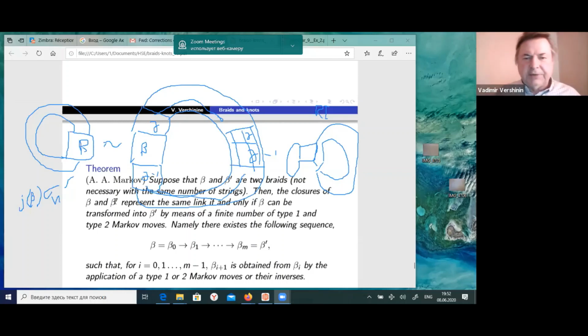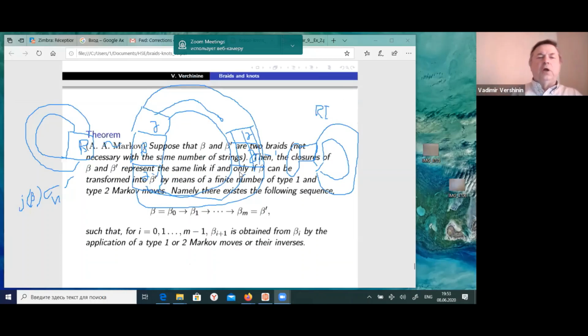They represent the same link. And then beta and beta prime can be connected with the following chain of Markov moves, or their inverses.